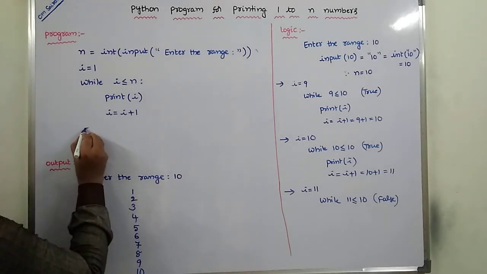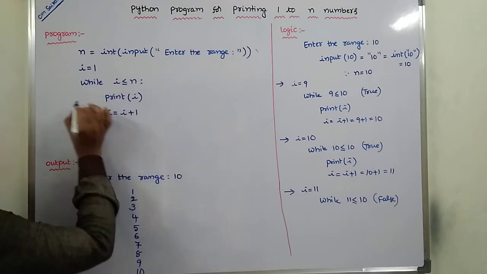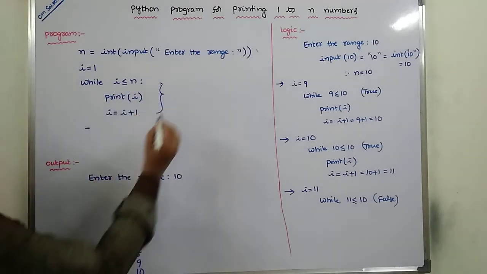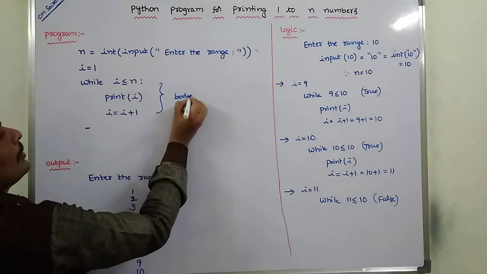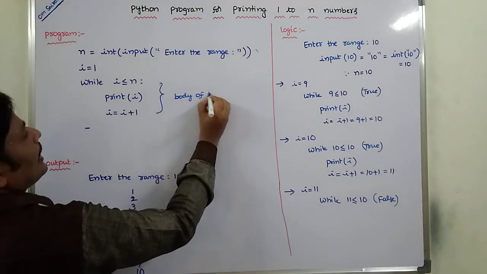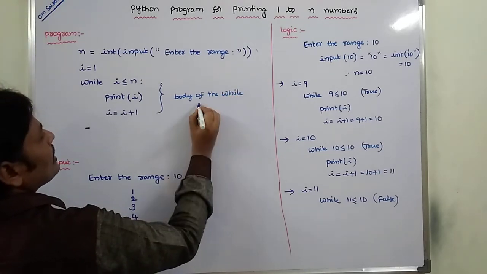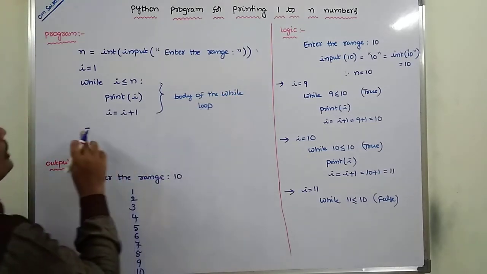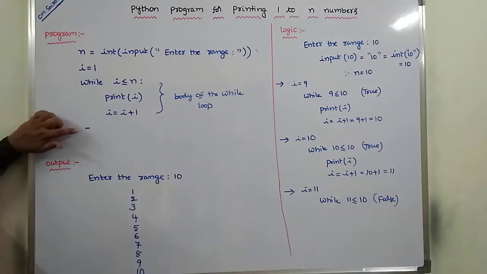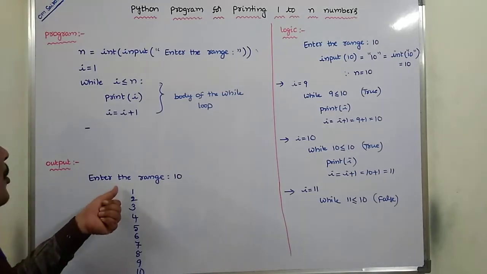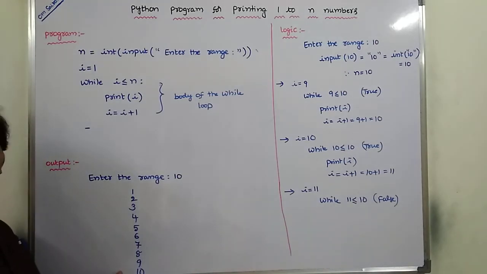The next statement after the while loop is up to this point. Up to this point, this is the while loop, body of the while loop. Okay. Once the condition is false, the control goes to the next statement after the while loop. There is no statement after the while loop, then the program is terminated. Okay. Now 1 to 10 numbers are printed.